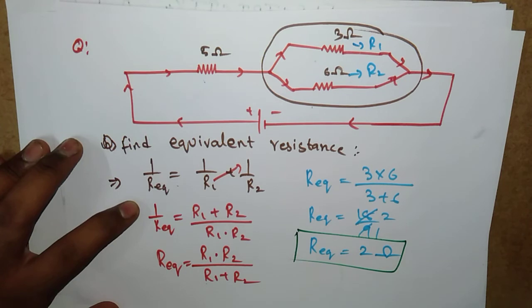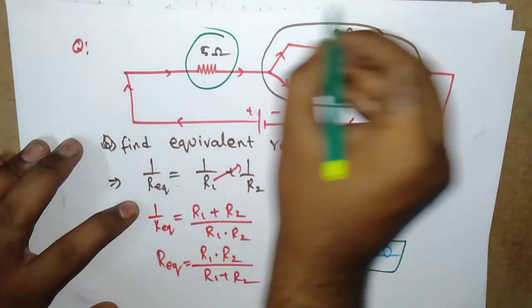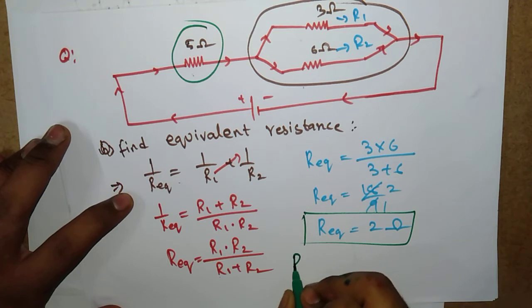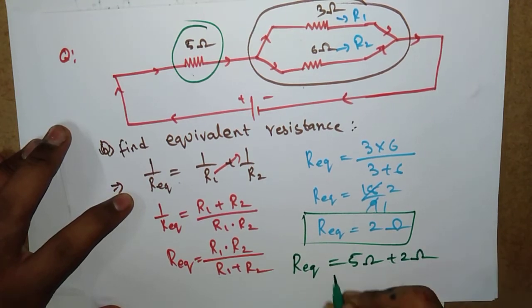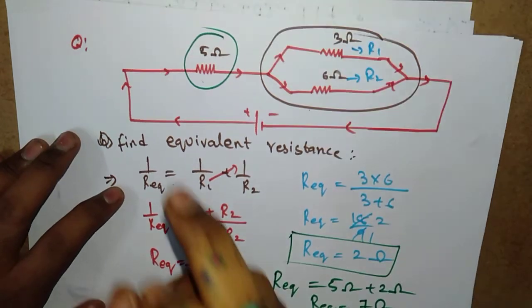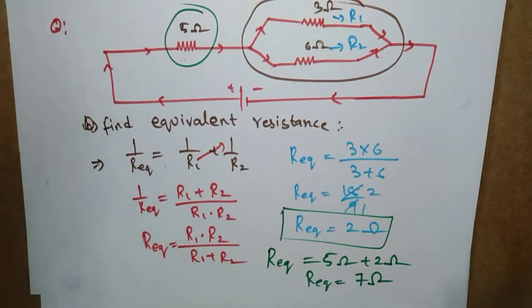Okay, 2 ohms. Still I don't get the total equivalent resistance. So for getting the total equivalent resistance, I have to add this resistance and this resistance. So 5 ohms plus 2 ohms gives the total equivalent resistance. So R equivalent is equal to 5 plus 2, which becomes 7 ohms. So the equivalent resistance of this connection is 7 ohms. Hope you understood the concept.